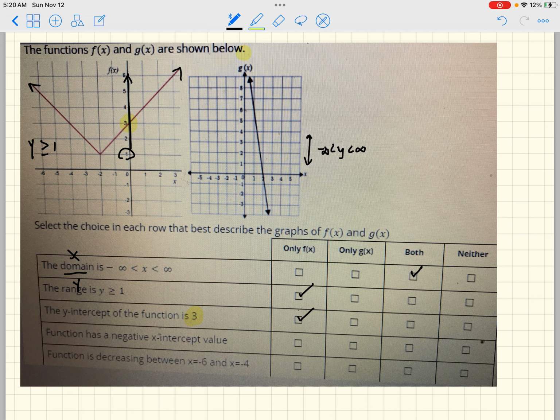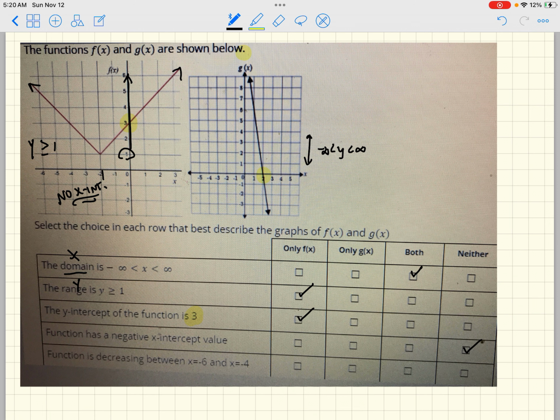Now the next thing says the function has a negative x-intercept. The x-intercepts are where it hits the x-axis. This one over here has no x-intercept; it never hits the x-axis. Over here, this one crosses at positive 2. The statement says the function has a negative x-intercept, but this is clearly a positive x-intercept, and this one has no x-intercepts. So this would be neither. Neither has a negative x-intercept.